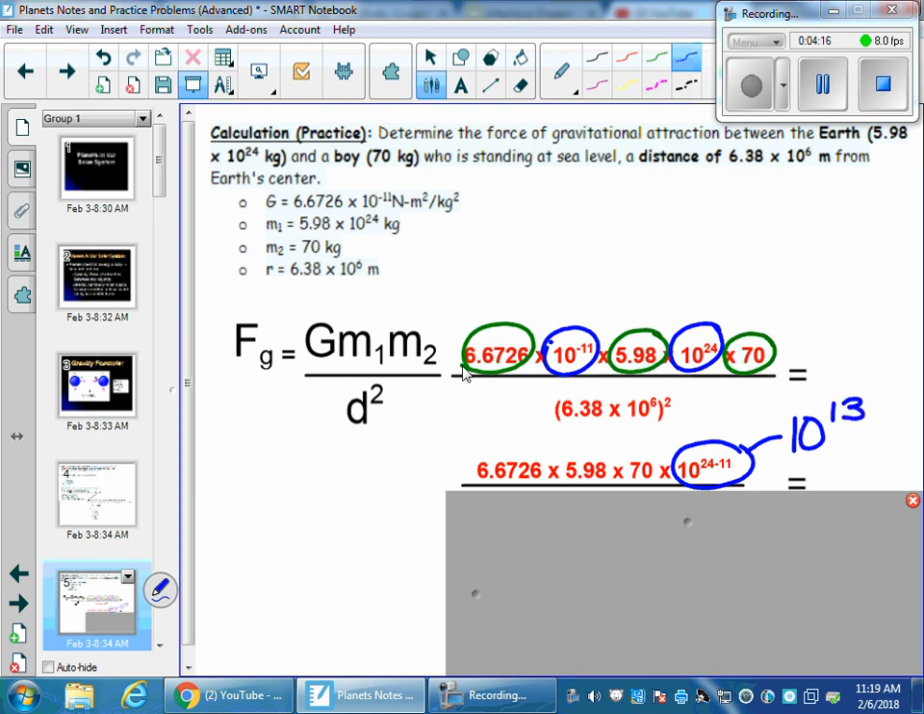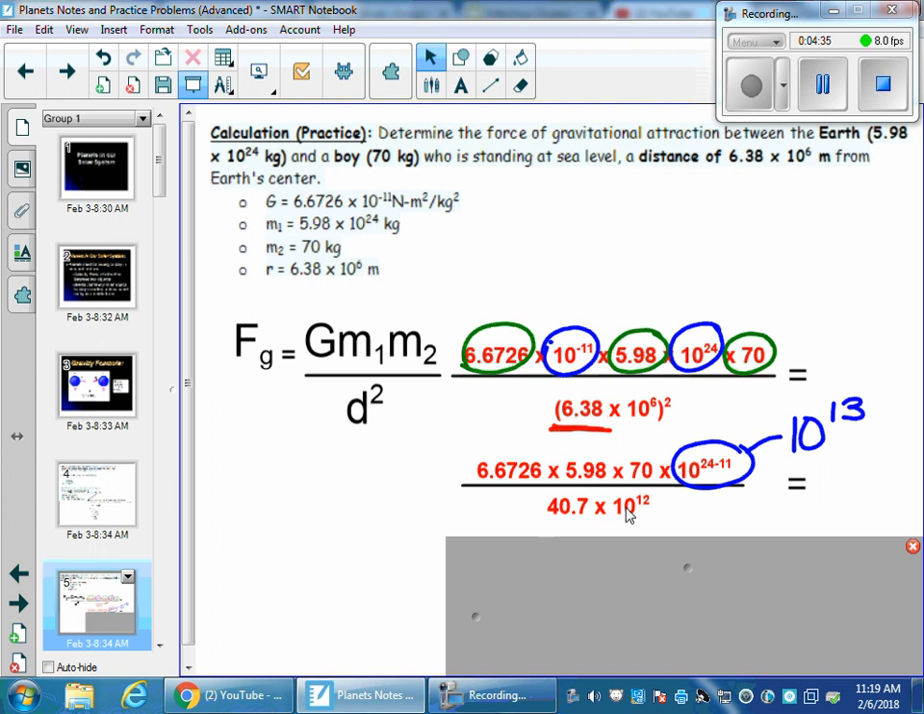Now, the bottom you can also simplify as well. You can go ahead and square the 6.38. You can square this number here. And you can also square your exponent, and you should know that when you are taking a power to a power, an exponent to another power, you actually multiply them. So when you do that, you should get 40.7, which is 6.38 squared, and then 10 to the 6th becomes 10 to the 12th. 10 to the 6th squared would be 10 to the 12th.